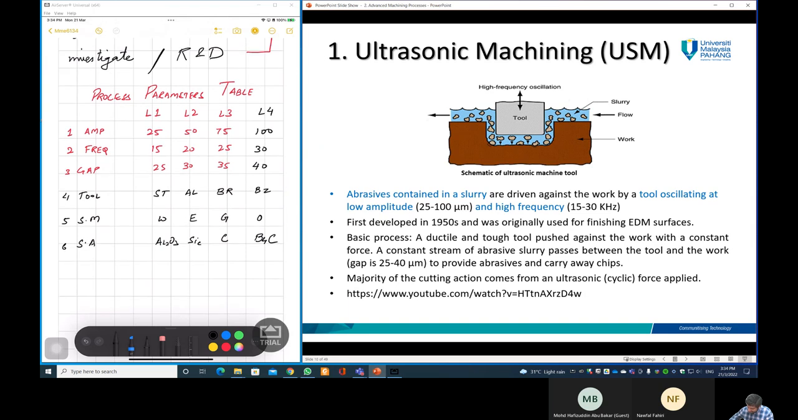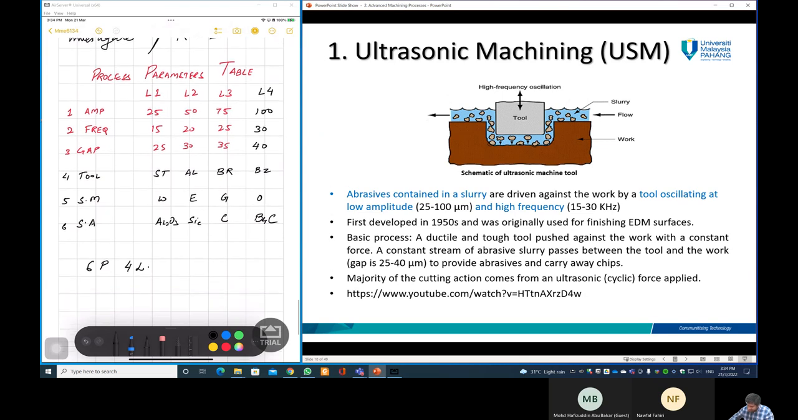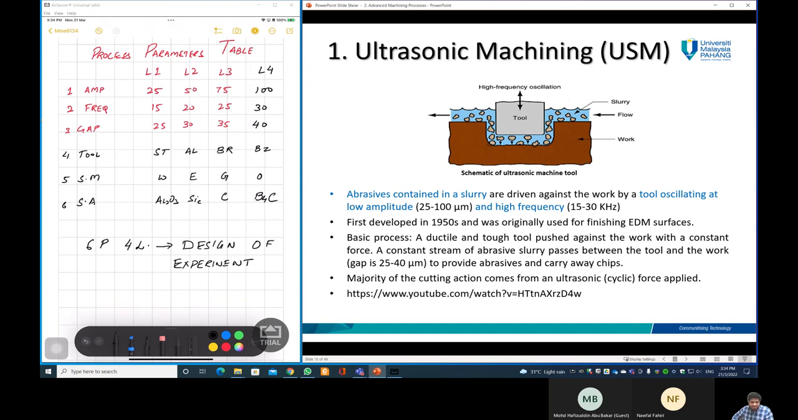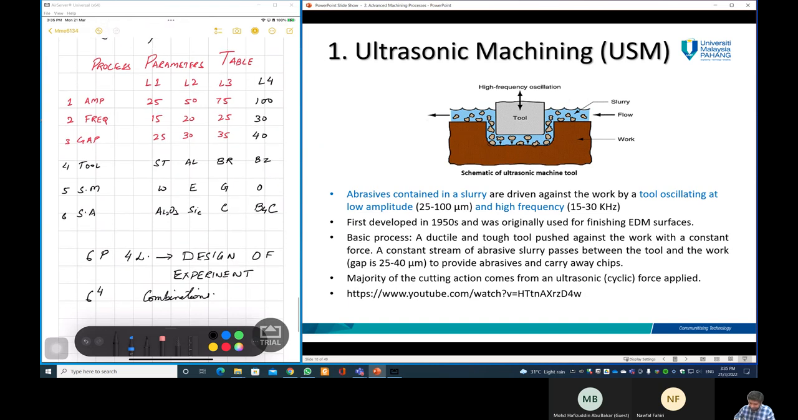So we have got six parameters and we've got four levels. If you want to perform the whole test, then you need to carry out design of experiment. If you want to test each and every single parameter, then I forgot, but I think this will be 6 to the power 4 combinations. Is it 4 to the power 6 or 6 to the power 4? I'm not sure, but these will be the combinations that you need to check or test.